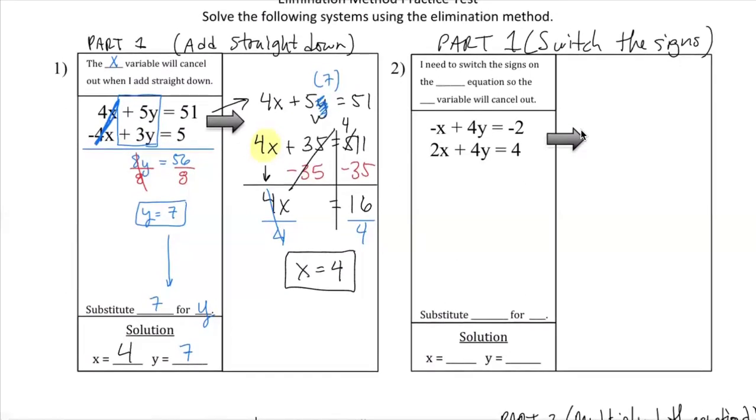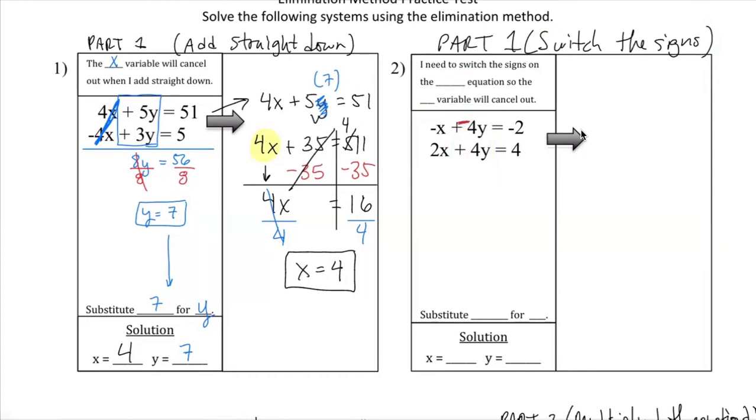Number 2, this one needs a little bit of work. We have to switch the signs like we talked about. So I need to switch the signs on which equation so that which variable will cancel out. Well, here, these numbers is a 1 and a 2, right? An invisible 1 and a 2. Those won't cancel out right now. But the 4 and 4 almost cancel out. The problem is that they're both positive. So I need to make one of them negative. I'm going to make the top one negative.